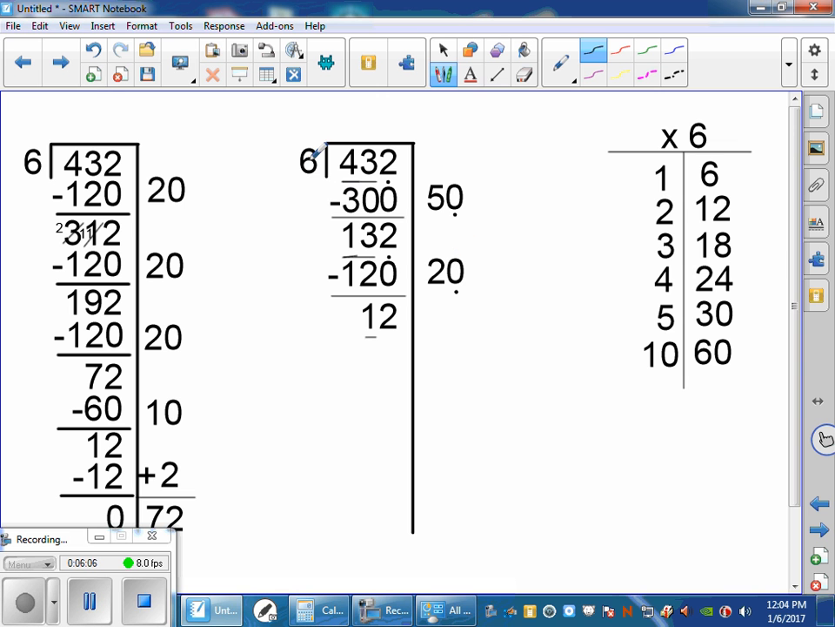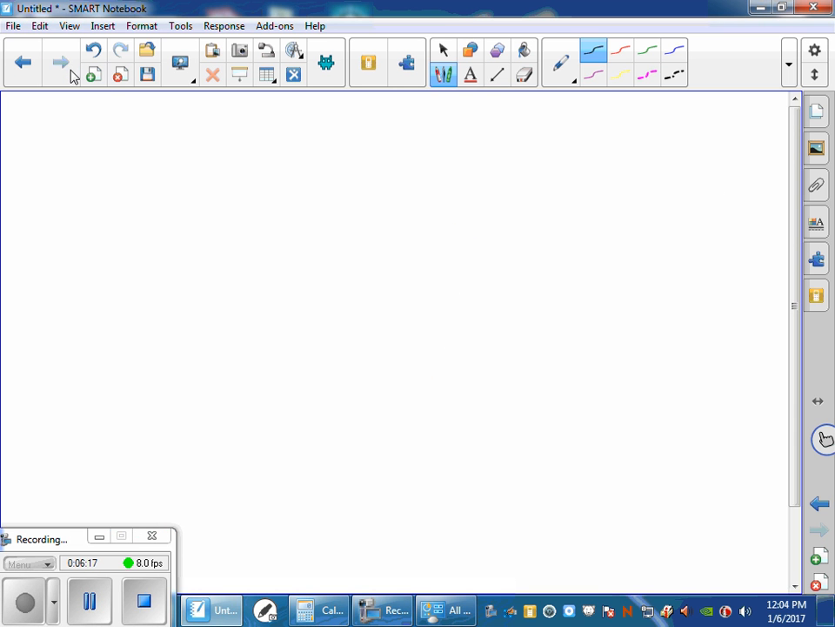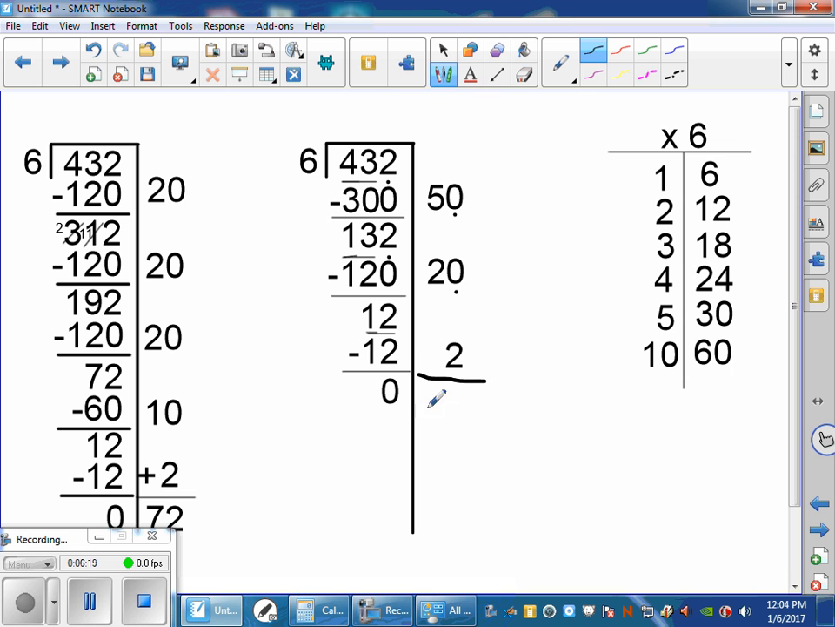Next is how many 6's go into 12, which we know from before is 2, which gives us none left. Now our answer is right here. 50 plus 20 plus 2 gives us 72. So those are the two methods that students learned in class over the last couple of days.